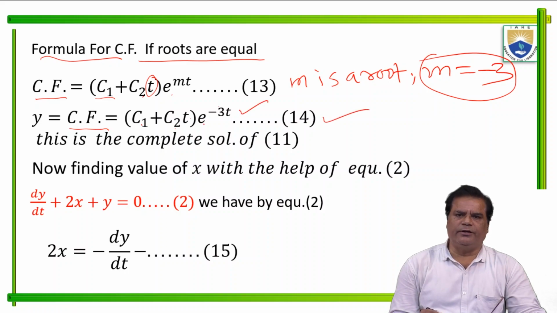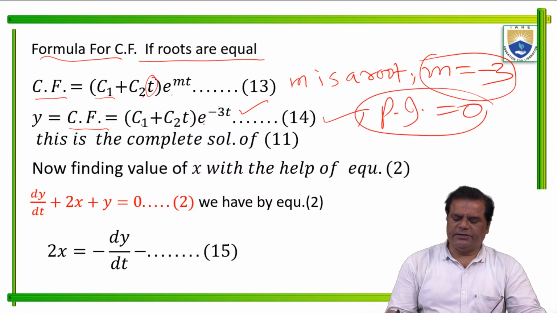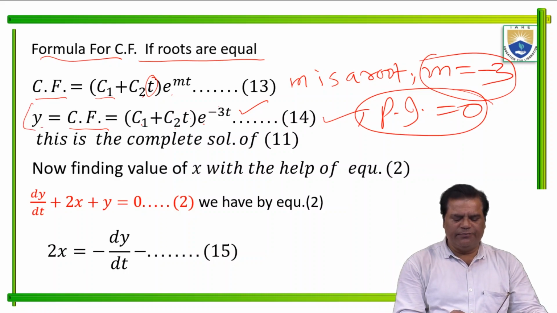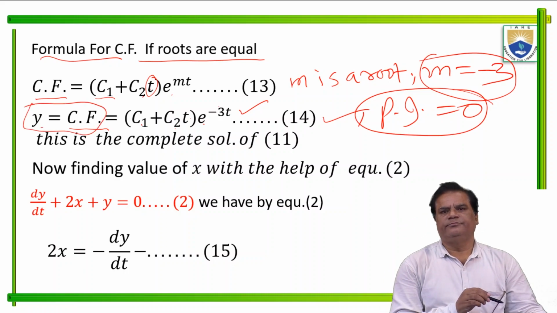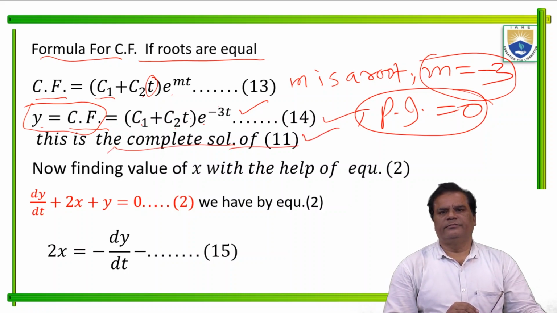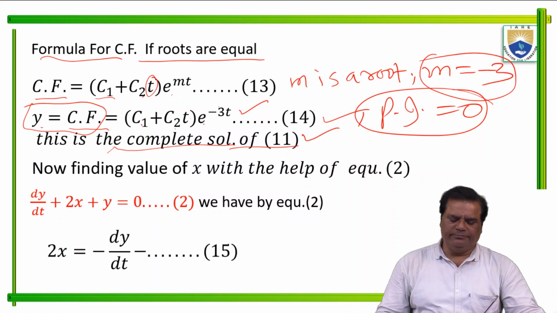This is equation 14. Here the particular integral is always 0, as we have discussed. So y is equal to CF, which is the complete solution. This is the complete solution of 11.